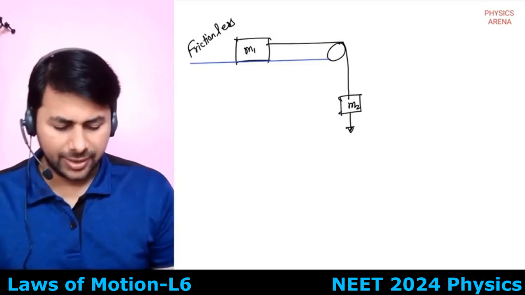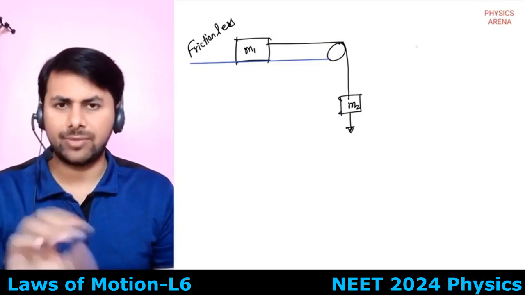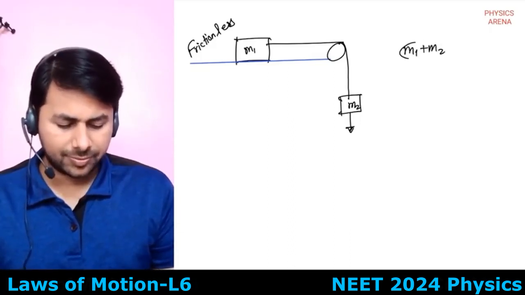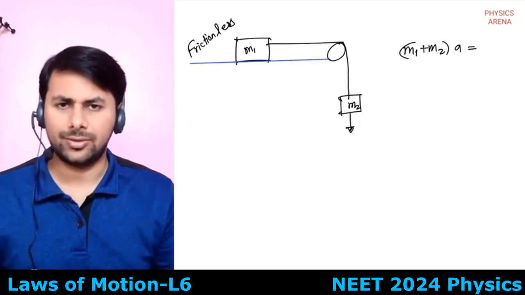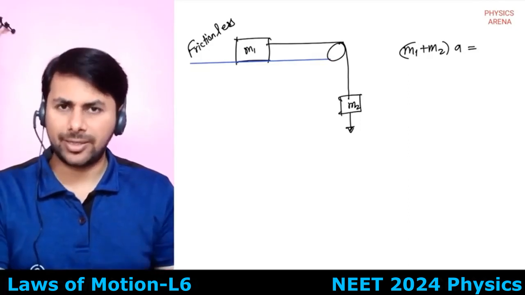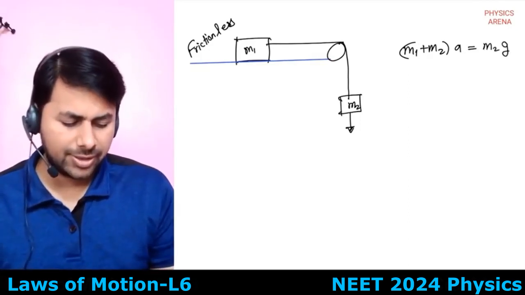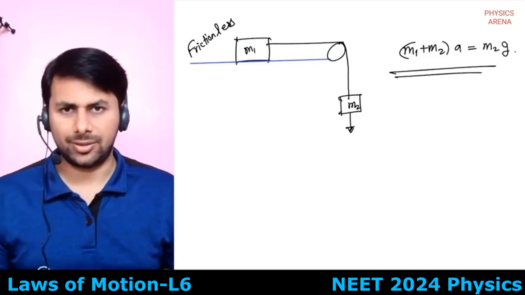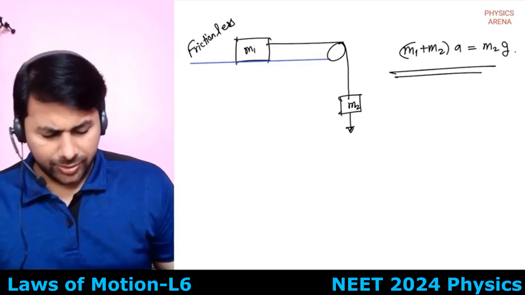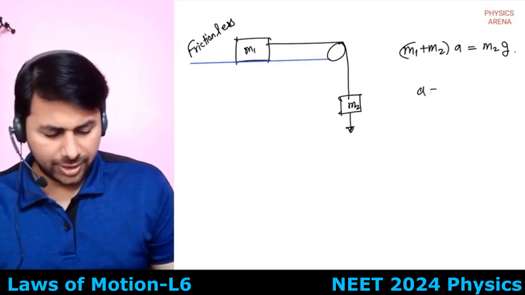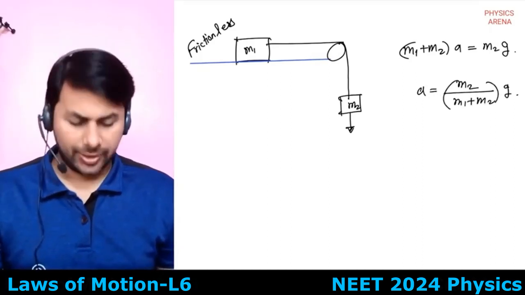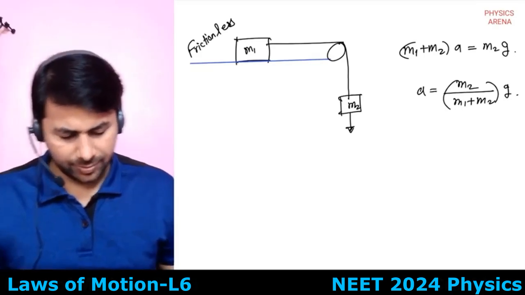So net force is equal to the mass of the system multiplied by its acceleration. It is M1 plus M2 into A, the mass of the system multiplied by its acceleration, is equal to M2 times G, when you don't have any friction. So you get acceleration equal to M2 upon M1 plus M2 multiplied by G. So this is very simple.